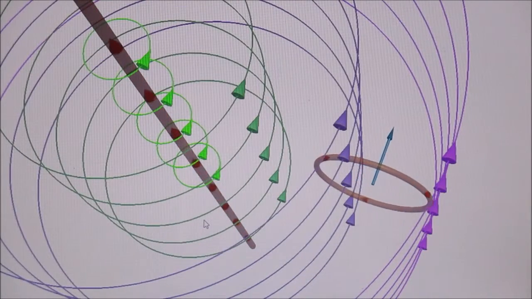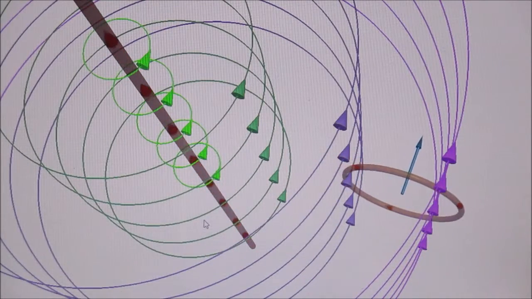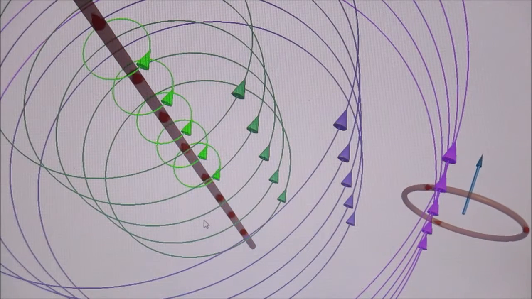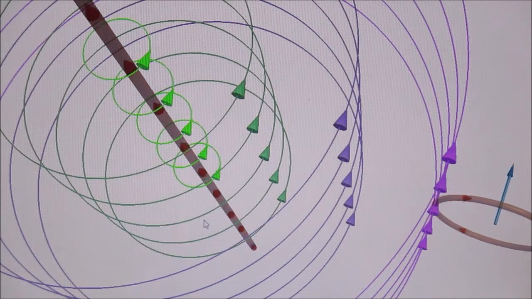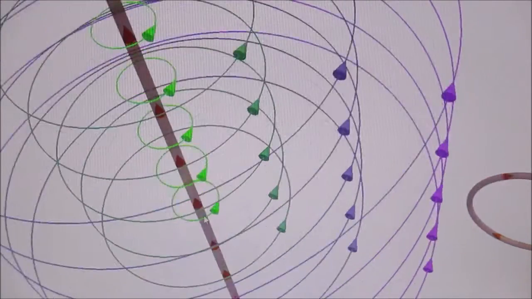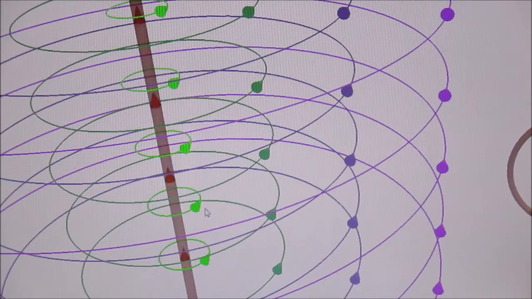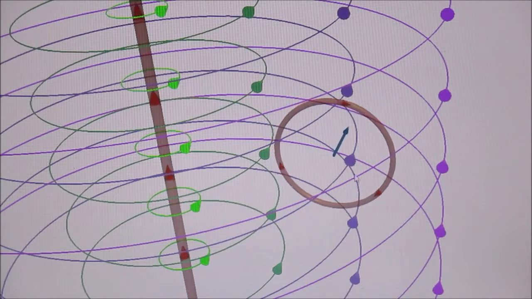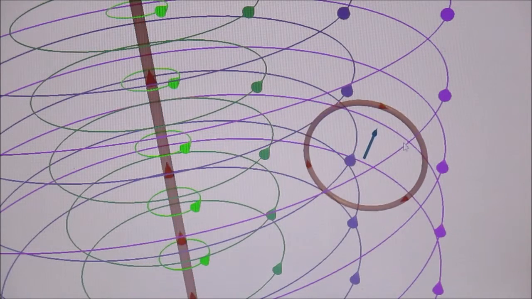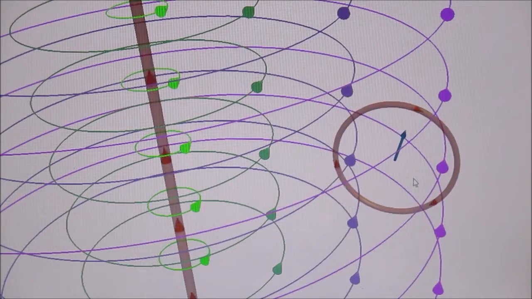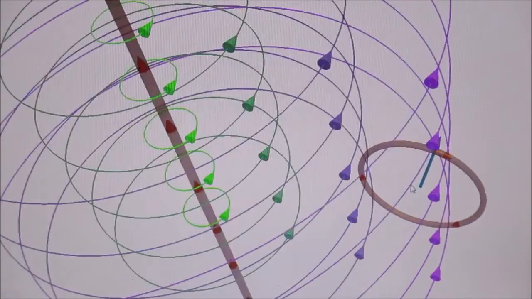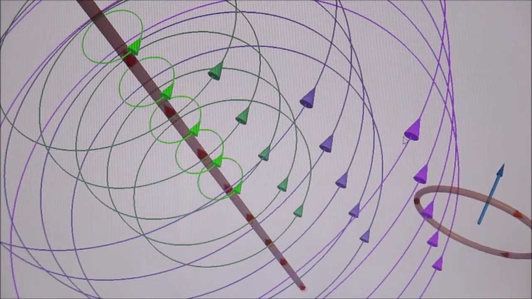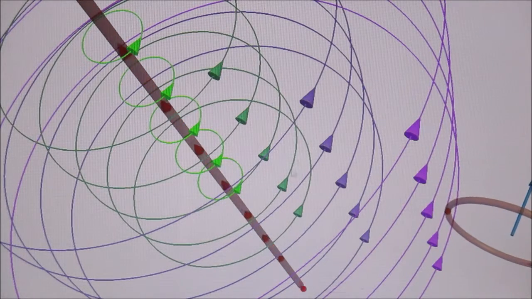In this next case, we see the loop being pulled to the right. Since the magnetic flux through the loop decreases as the loop moves further away from the long straight wire, an EMF is induced which tends to oppose this change. Let's consider this one more time. Notice that the induced current flows in a clockwise direction from this point of view, and that the induced magnetic field points in the same direction as the magnetic field lines due to the wire.